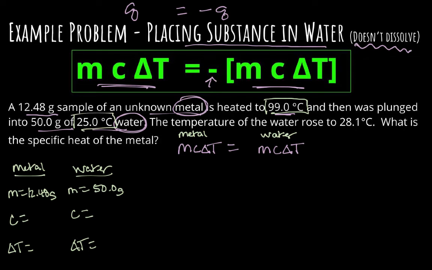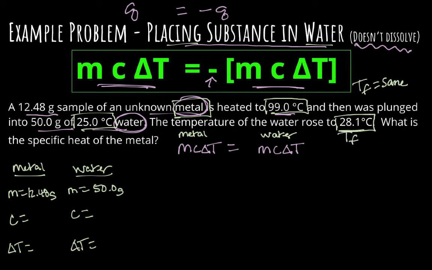The temperature of the water rose to 28.1. Now, when you have a situation like this where you're putting a substance into water, the T final is going to be the same for both. So whatever the final temperature of the water is, that's also your final temperature of the metal, because they're coming to what we call thermal equilibrium. And you saw a little bit of that in one of those activities you did last week. Okay, so this is our final temperature. So this is T final.